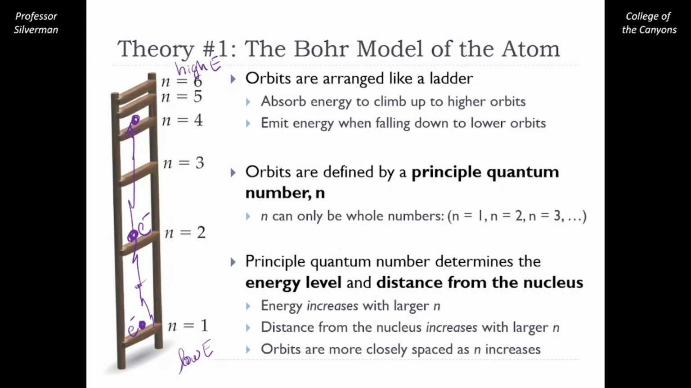We've been calling these orbits by their principal quantum number. This is that letter n. We can have our orbit of 1, our orbit of 2, our orbit of 3, 4, 5, 6, and so on and so forth. This is a way to label what orbit you're talking about. We call this a quantum number because it can only be specific quantities. In this case, positive whole numbers.